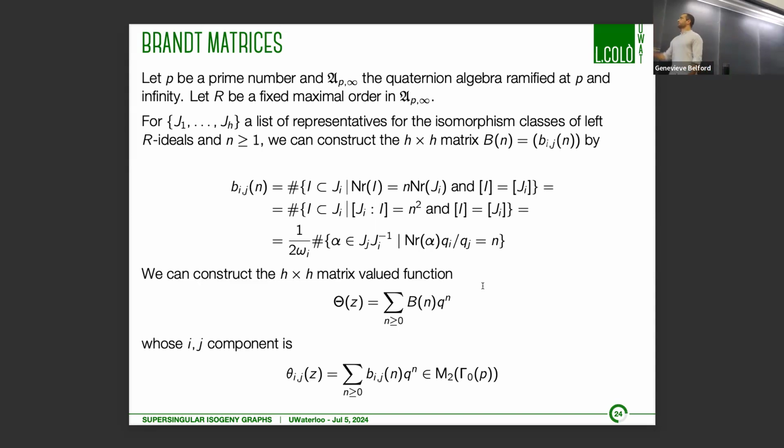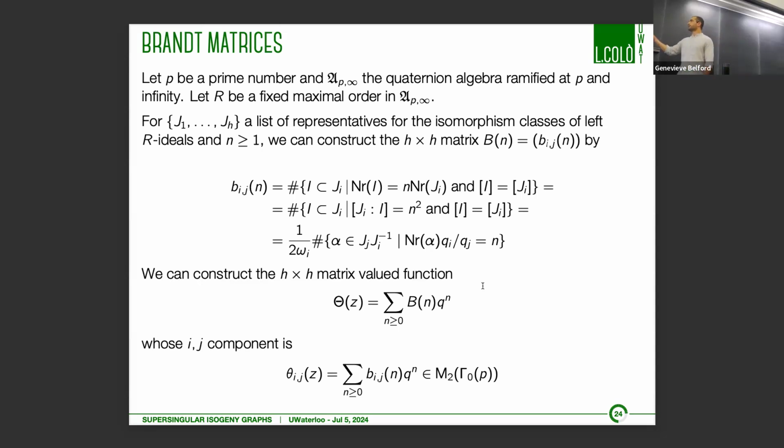Starting from that set of representatives, you can construct the Brandt matrix in this way. You have to count either the number of ideals in that class contained in J_i of norm a multiple of J_i by n, or you can equivalently count the number of ideals in one class which are contained with index n squared in J_i.